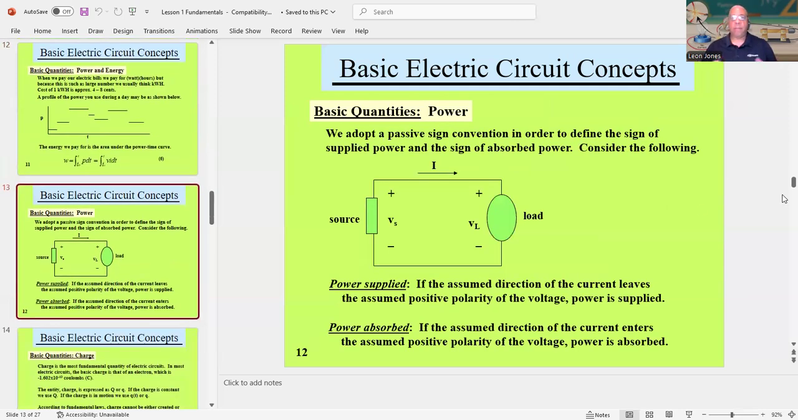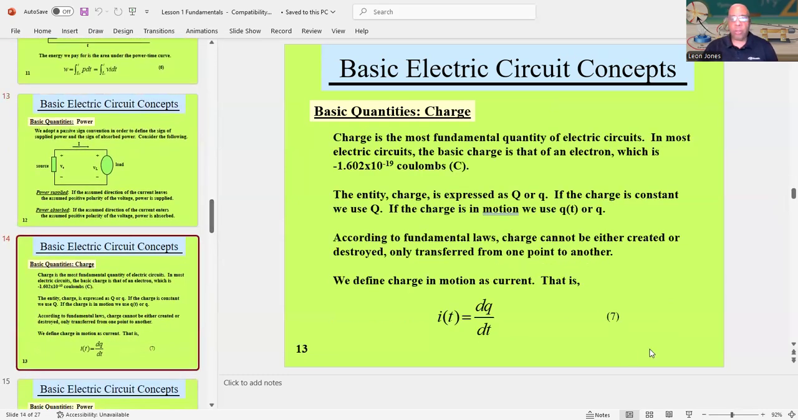We also adopt the passive sign convention in order to define the sign of supplied power and the sign of absorbed power. So you consider the following. Power supply. If the assumed direction of the current leaves the assumed positive polarity of the voltage, then what happens? Power is supplied. Now, if the assumed direction of the current enters the assumed positive polarity of the voltage, then power is absorbed. In other words, they cancel each other out.